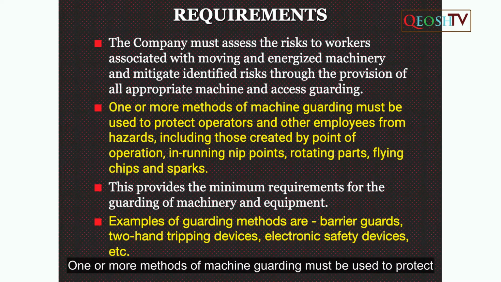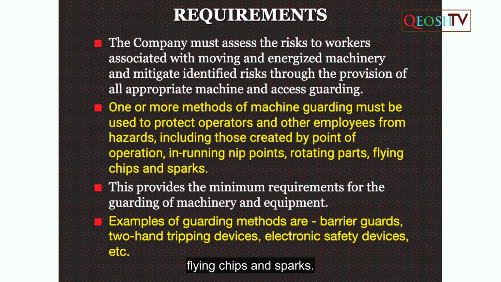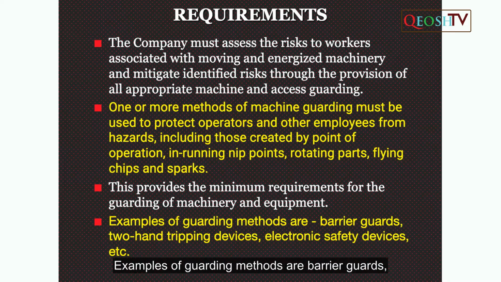One or more methods of machine guarding must be used to protect operators and other employees from hazards, including those created by point of operation, in-running nip points, rotating parts, flying chips and sparks. This provides the minimum requirements for the guarding of machinery and equipment. Examples of guarding methods are barrier guards, two-hand tripping devices, electronic safety devices, etc.